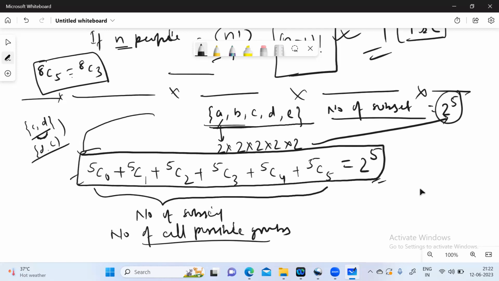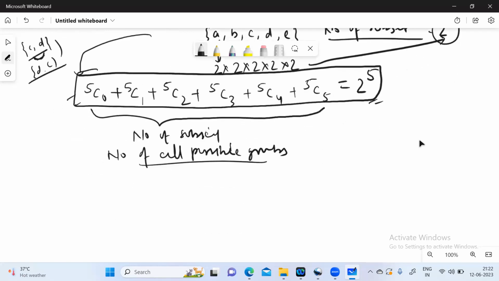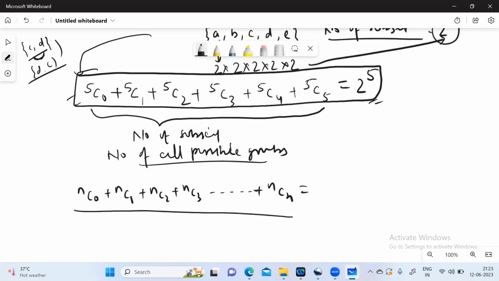So when we generalize it, you can say that NC0 plus NC1 plus NC2 plus NC3, and so on until finally NCN, the value of this entire summation, that means all the possible groups including the empty group, will be 2 to the power n. Is it okay, everyone?